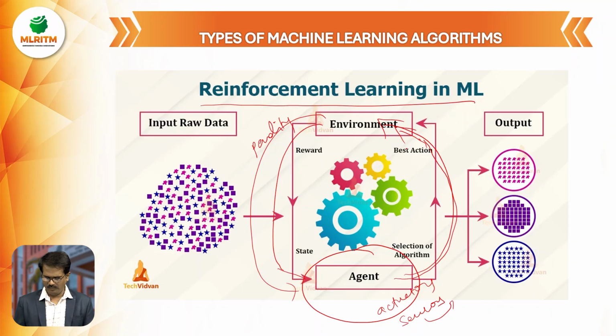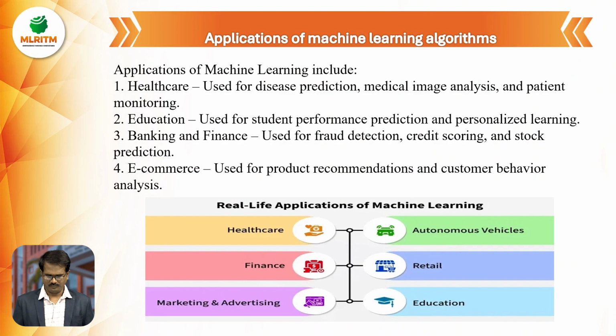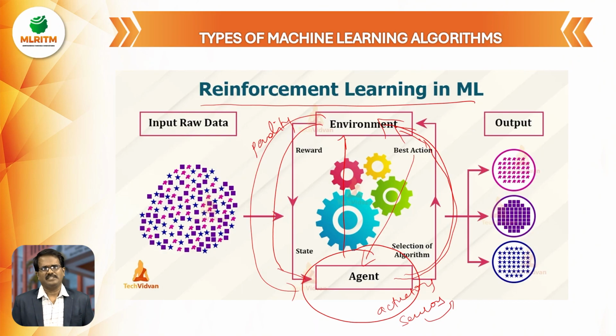Whatever actions he performed, these actions are stored inside the agent. Why? Because is it the best action or is it a bad action? So in this way, an agent can interact with the environment. He will learn. Such type of learning is nothing but reinforcement learning. These are the different types of machine learning algorithms.